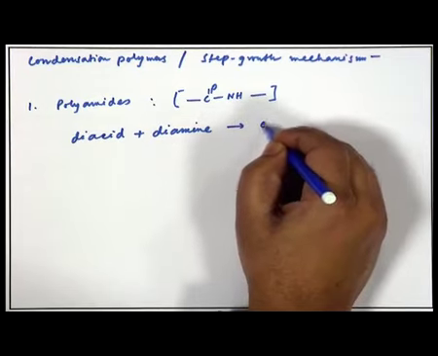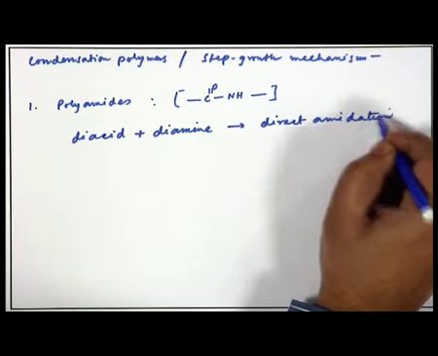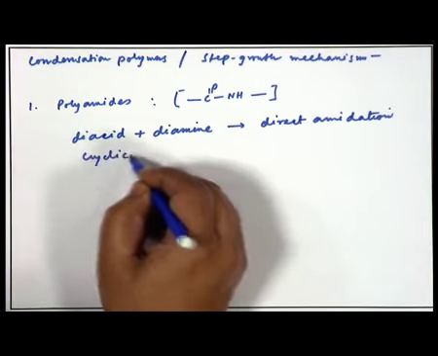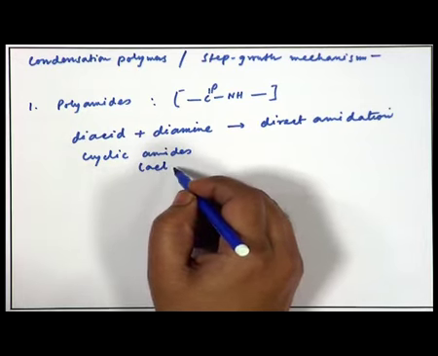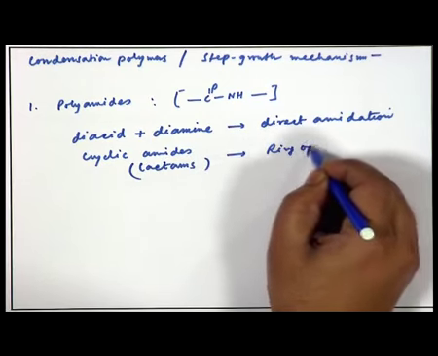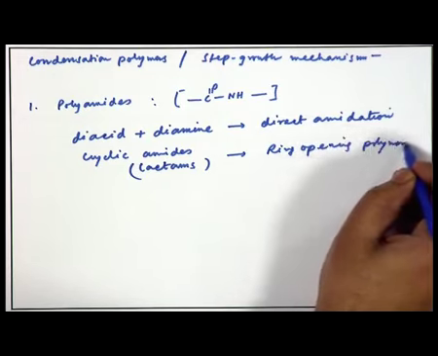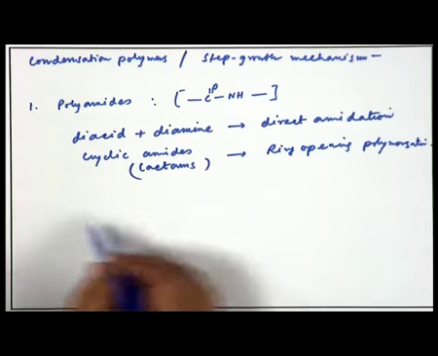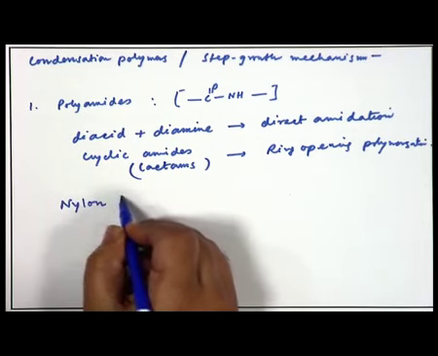So, we can do amidation to synthesize polyamides. You can take cyclic amides like lactams and then do a ring opening polymerization, so basically open the ring and it will form polyamides. One of the most important polymers in this polyamide region is nylon 6,6.